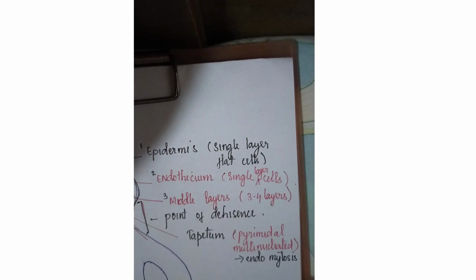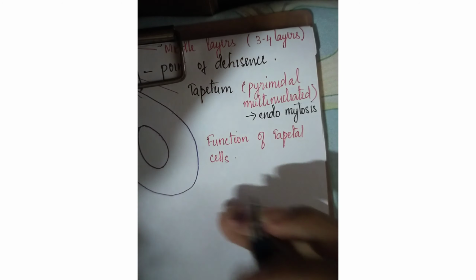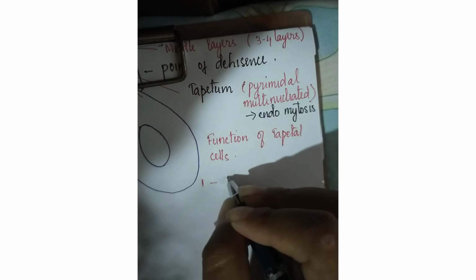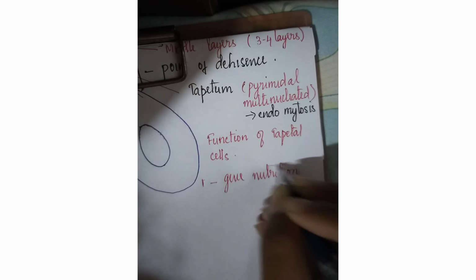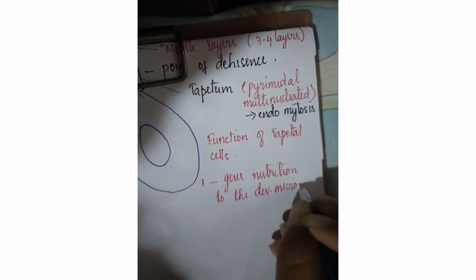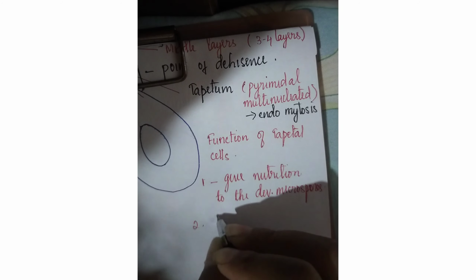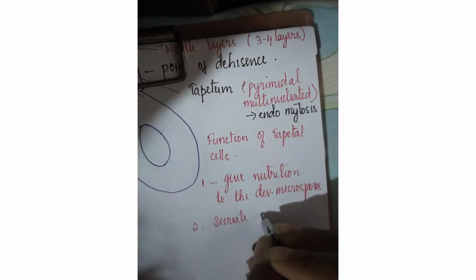Now we shall see the functions of the tapetum. Functions of the tapetal cells. Number one, they give nutrition to the developing microspores. And second, the tapetal cells secrete enzymes.